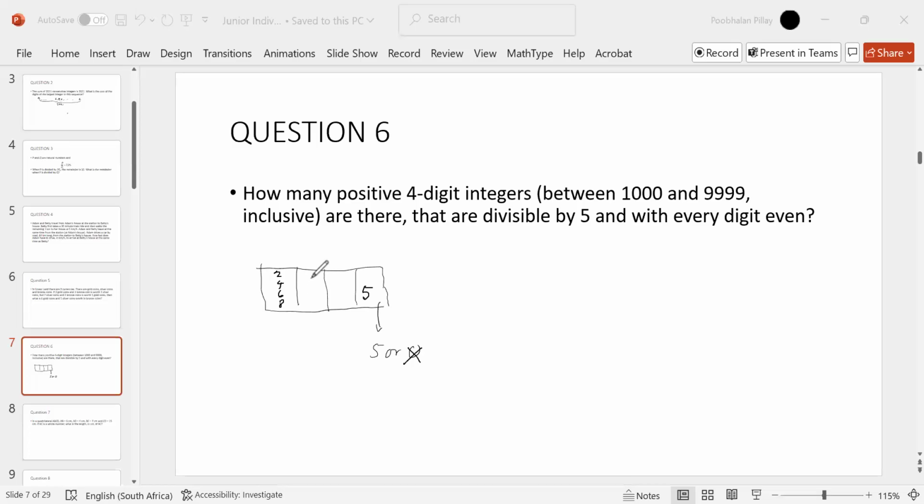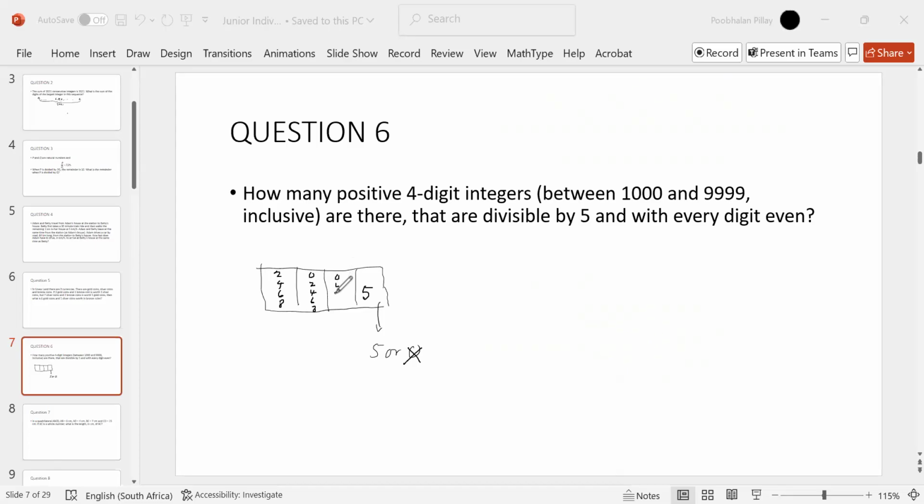And for the second digit, you see, 0 is also even, remember. So you could have had 0, 2, 4, 6, 8 here. You can't put 0 there because it's a 4-digit number. So the first digit can't be 0. But the second digit can be 0 because that's an even number.